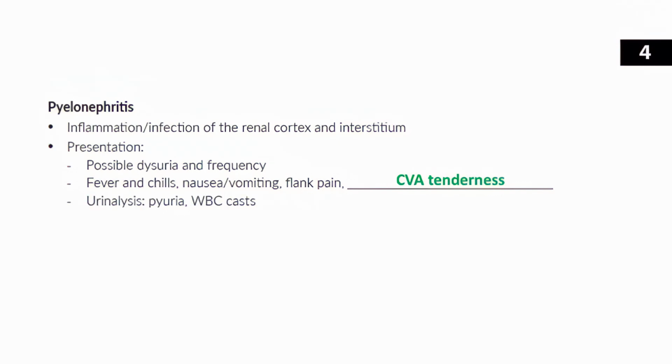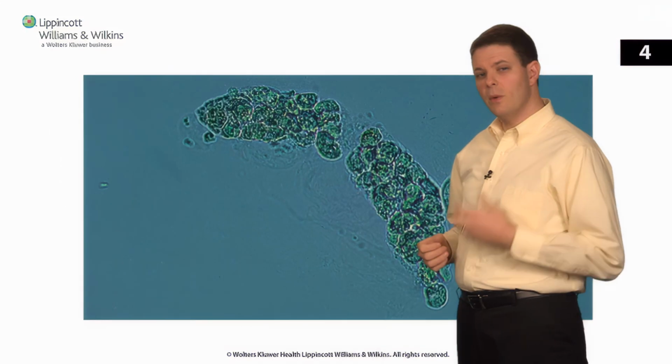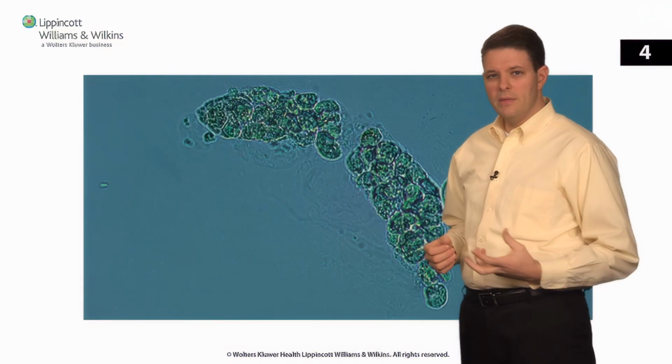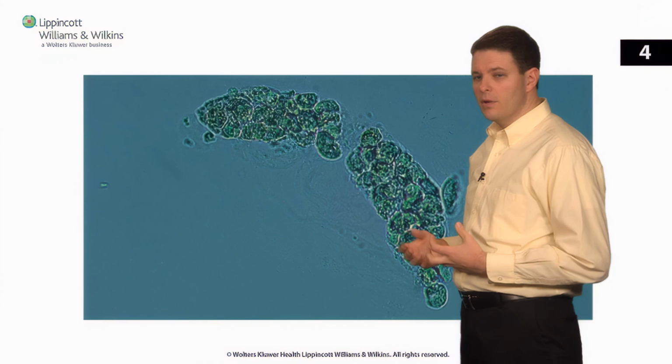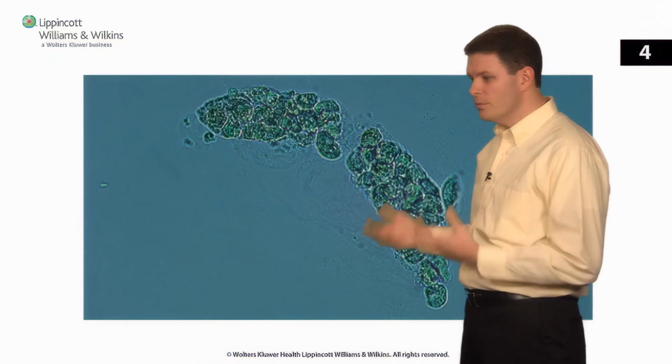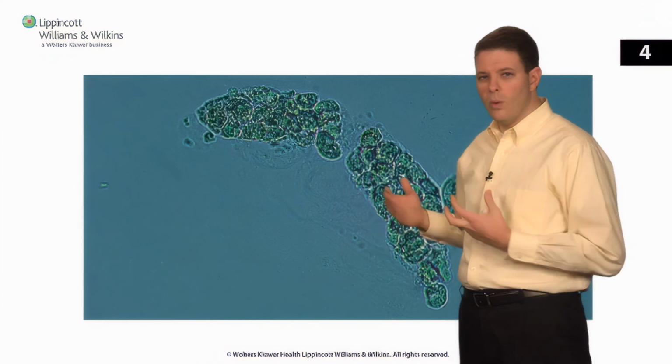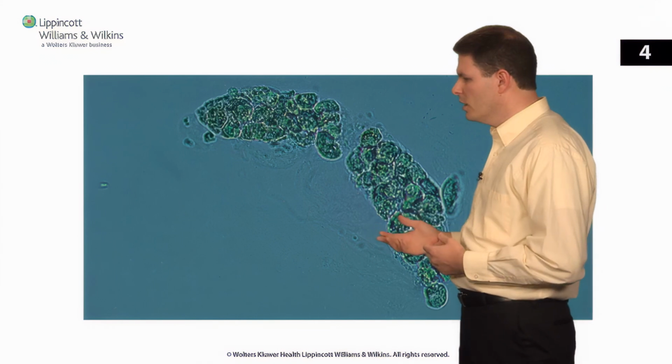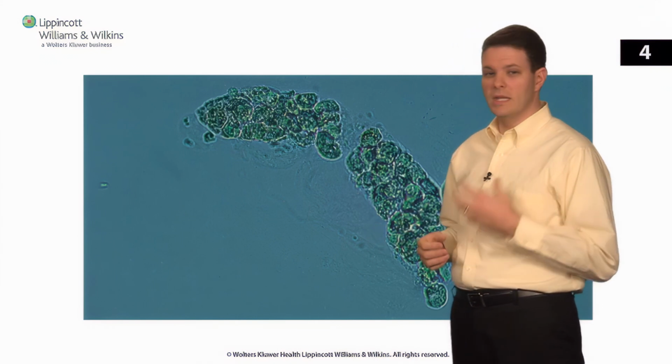Urinalysis will show evidence of infection, especially pyuria, or white cells in the urine. And if you see white blood cell casts in the urine, that means you have white cells not just in the bladder, but also in the upper urinary tract, in the tubules where the casts are formed. So white cell casts in the urine are a good clue that there's some inflammatory process in the upper urinary tract.